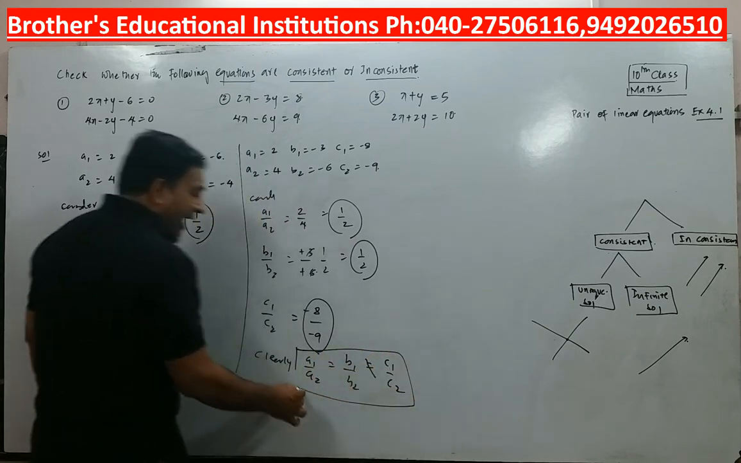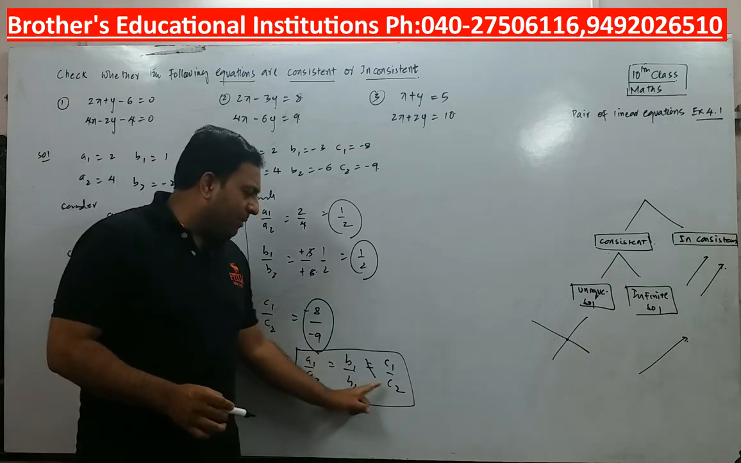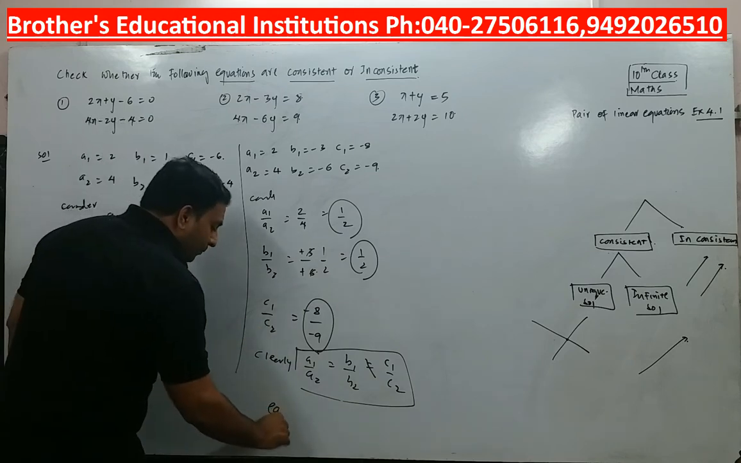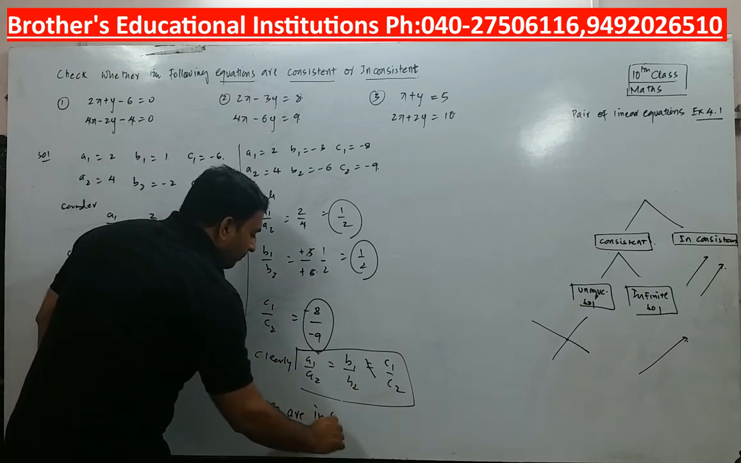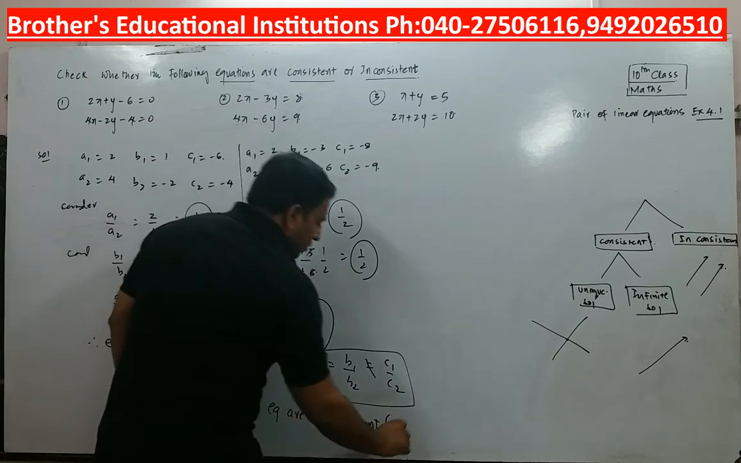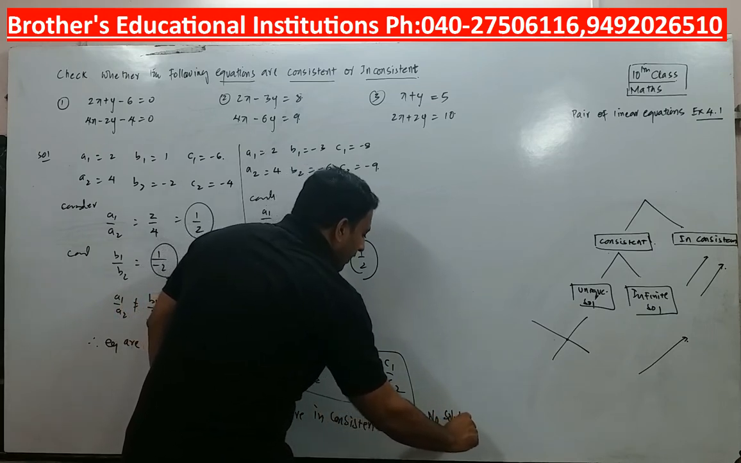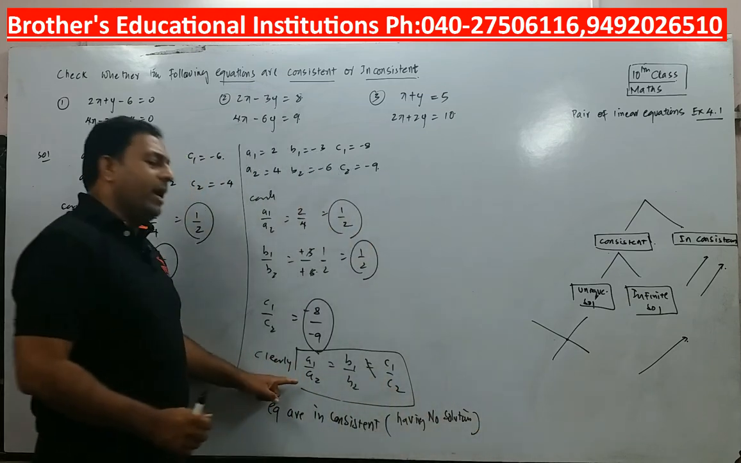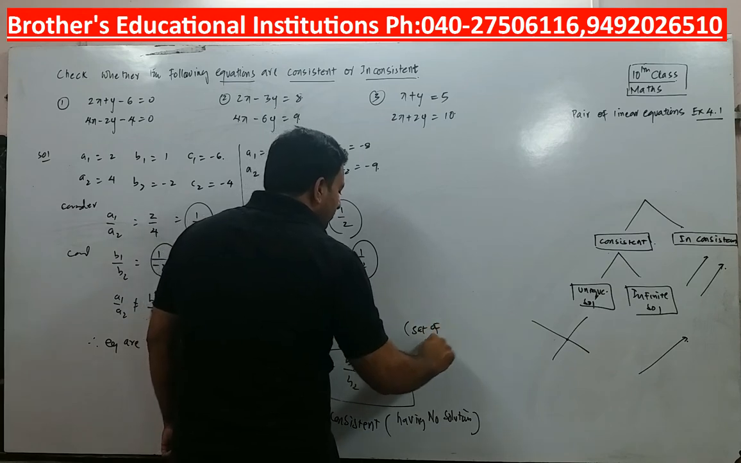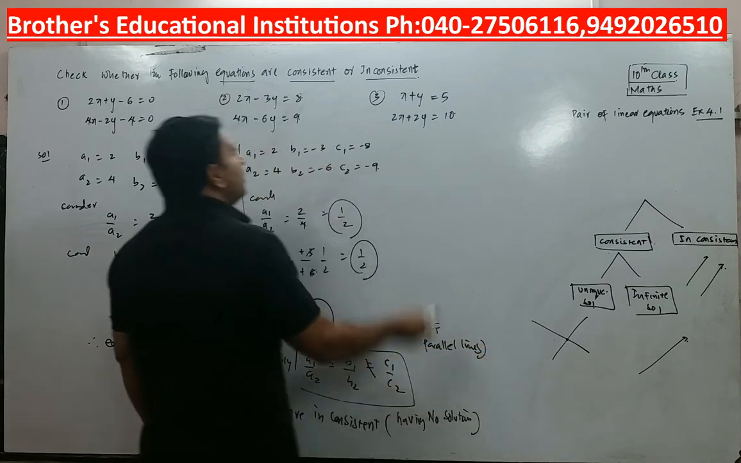And you please refer the tree diagram which was given to you in the previous class. And what did I say? When a1 by a2 is equal to b1 by b2 and not equal to c1 by c2, the equations are inconsistent. Inconsistent means what? Having no solution, or you can declare them as set of parallel lines. What are they? They are set of parallel lines. Anything you can write about the nature.